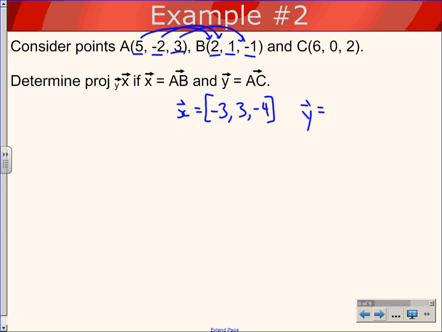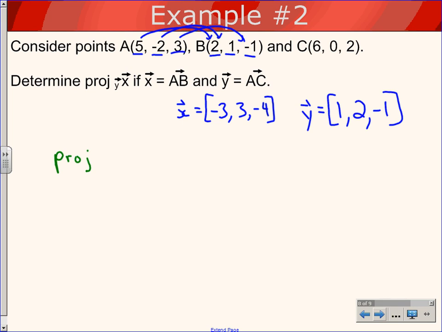Vector y is A to C. So from 5 to 6 would be a 1. From minus 2 to 0 would be a 2. And to go from 3 to 2, you'd have to take away 1. So there's our two vectors, x and y. We needed that before we could do anything.